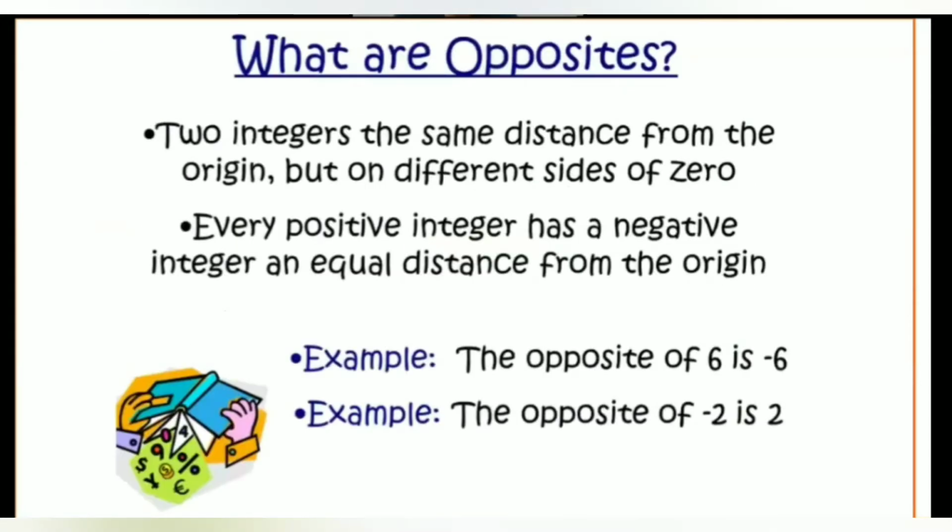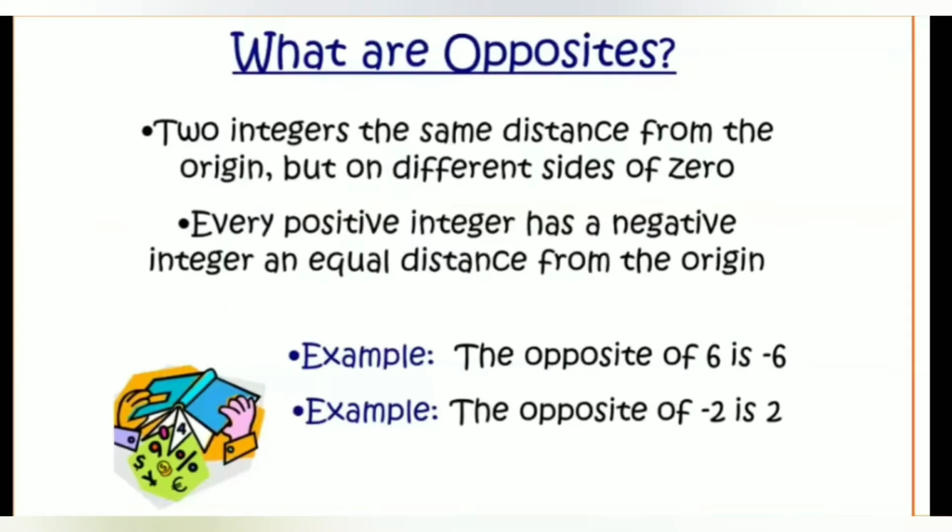Let us talk about opposites, because we're going to touch that later on. What are opposites? These are two integers of the same distance from the origin, but on different sides of zero. One on the right and one on the left. So that's opposites. Every positive integer has a negative integer an equal distance from the origin. So the opposite of 6 is -6. The opposite of -2 is +2.